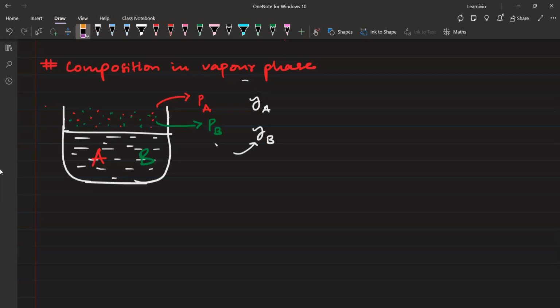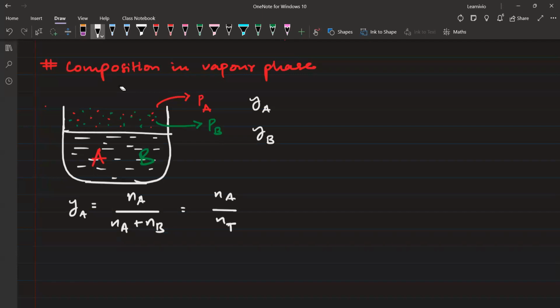Now, there is a very unique relationship. For example, if I want to calculate YA, YA will be equal to the number of moles of A divided by the number of moles of A plus the number of moles of B. Now, the number of moles of A plus the number of moles of B, I can write as the total number of moles of all the gases, whatever gas is present. So now, moles of A divided by the total moles of gas, Na and then we have Nt. You must know this equation, PV equals nRT. Do you guys know this equation? Yes, sir.